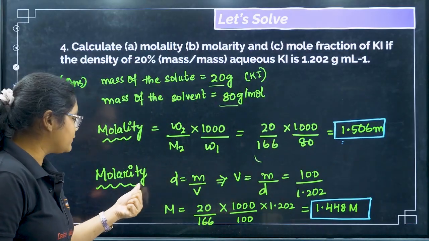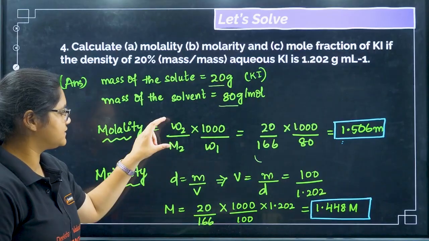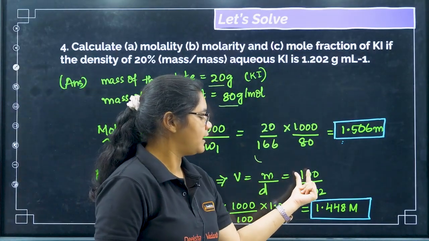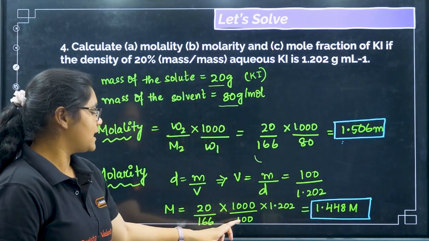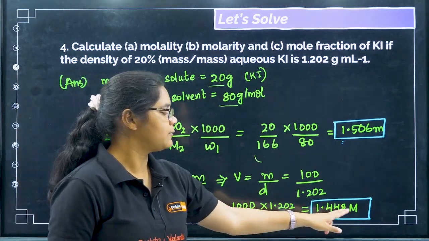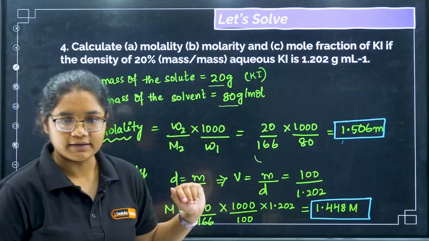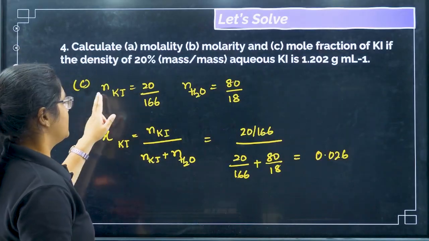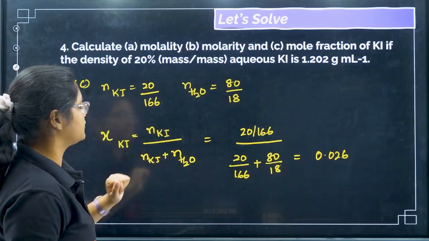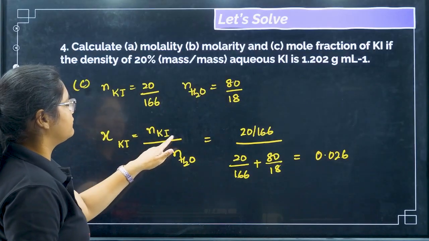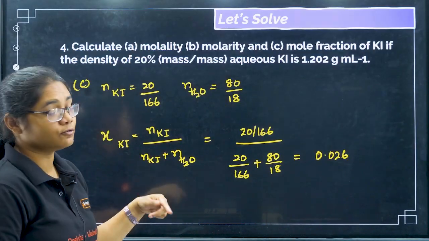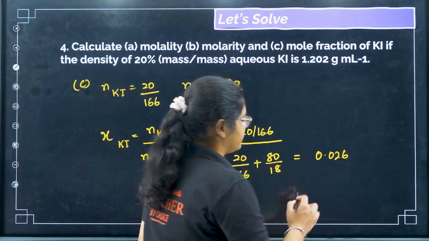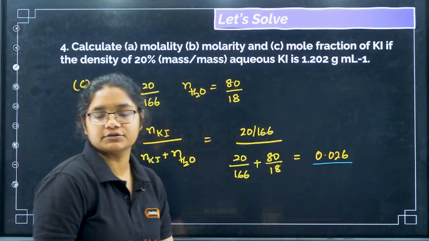Now similarly, if I want to calculate molarity, it is 20 by 166 into the volume of the solution, which I have just calculated as 100 by 1.202. Substitute that here and you will get 1.448 molar. Now if I want to calculate mole fraction, the mole fraction of KI will be number of moles of KI by number of moles of KI plus number of moles of water. Just substitute all this and you will get the mole fraction of KI.